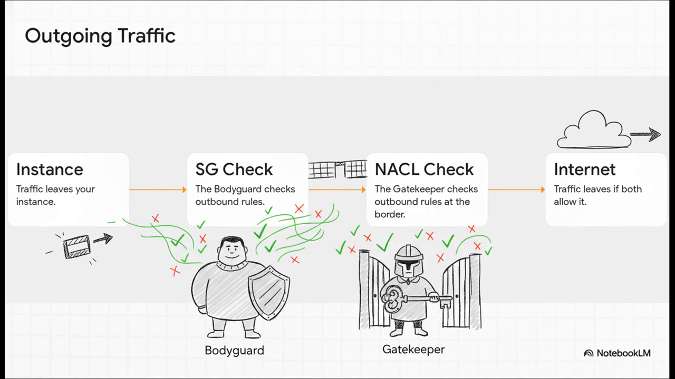And for traffic leaving your instance, the whole process is just flipped. First, it gets checked by the instance's bodyguard, which by default lets everything out. Then it travels to the edge of the subnet where it has to pass one final ID check from the gatekeeper before it's allowed onto the public internet.